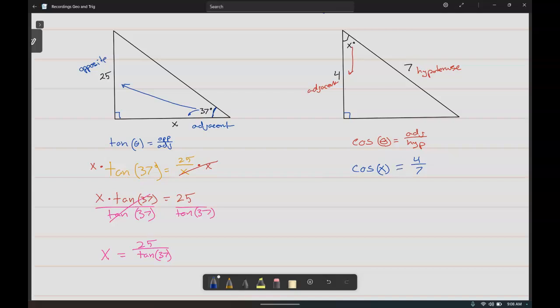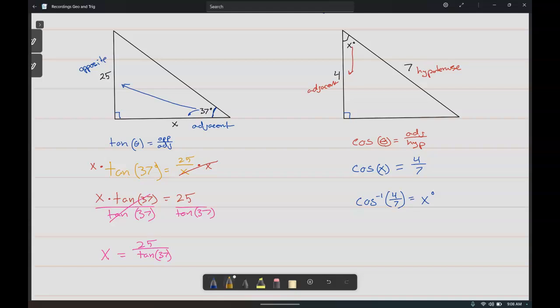How do we isolate x out of cosine? Well, in order to solve for an angle x, the inverse of cosine is something called inverse cosine, also known as arc cosine. That's represented by the little -1, which looks like an exponent, but it's not an exponent. It's saying the inverse of our cosine. And what we actually do is take the inverse cosine of the ratio and set it equal to our angle measurement.